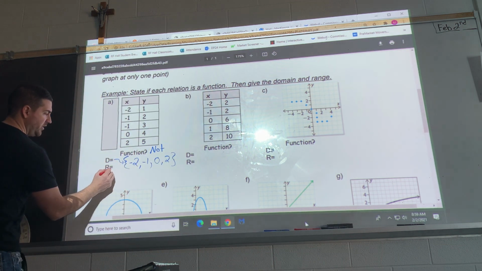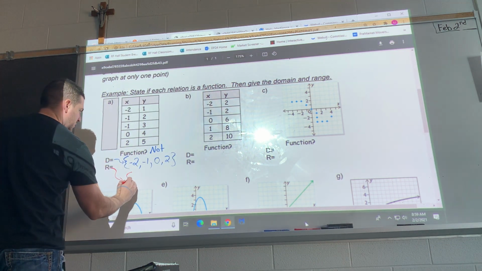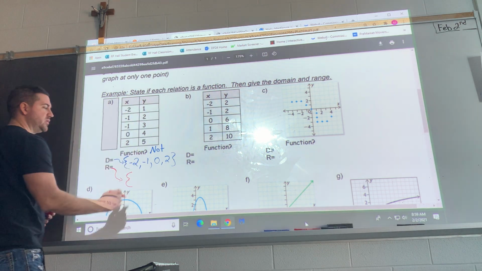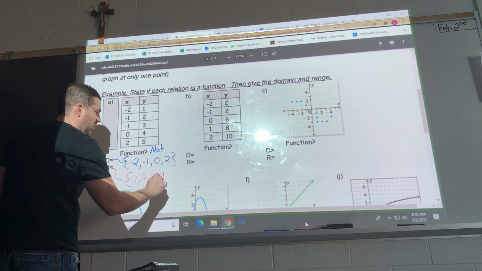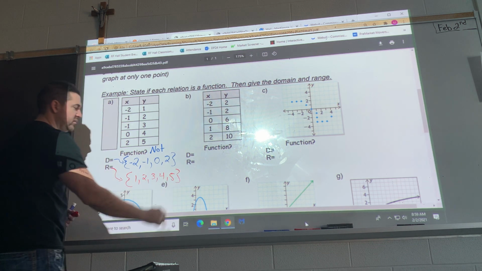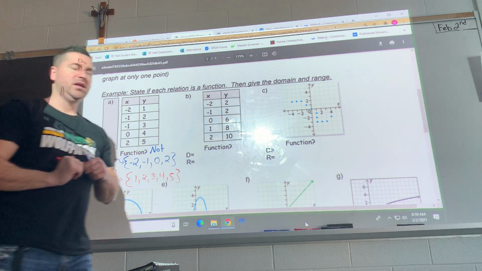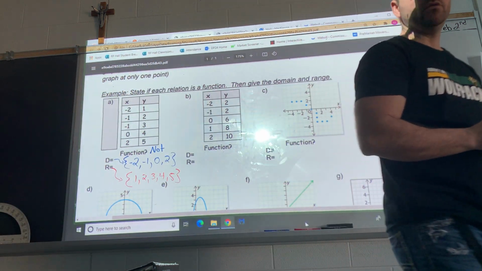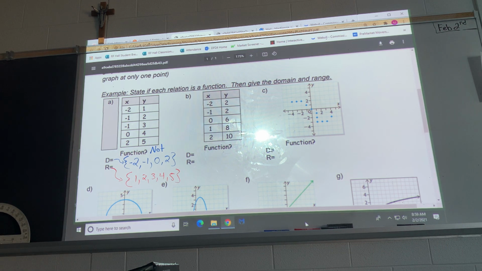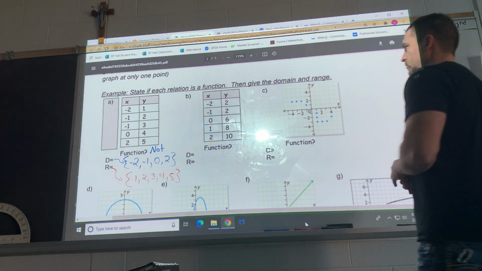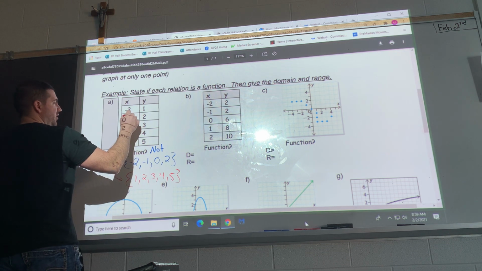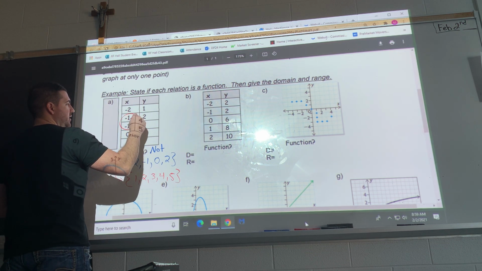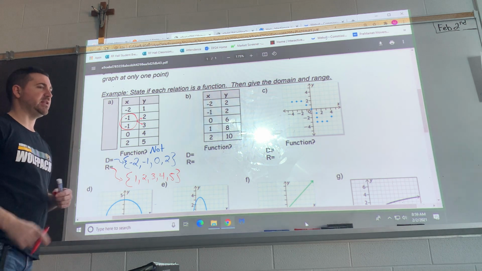For the range, we do the same thing. We list out our y values. So we have 1, 2, 3, 4, and 5. That would be the domain and the range for the first one. Again, it's not a function because we have two -1s and they have two different answers.